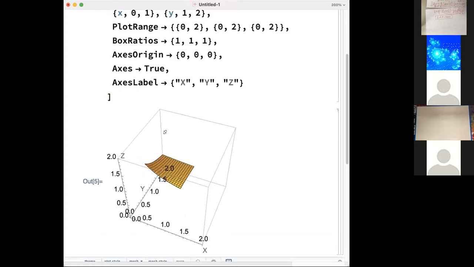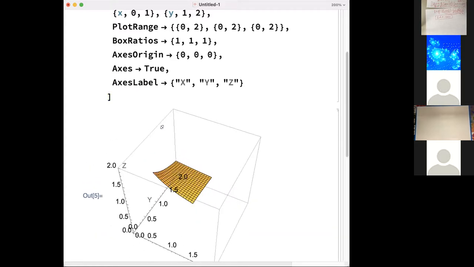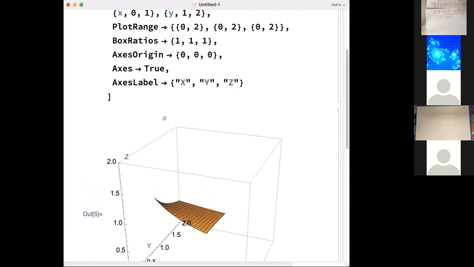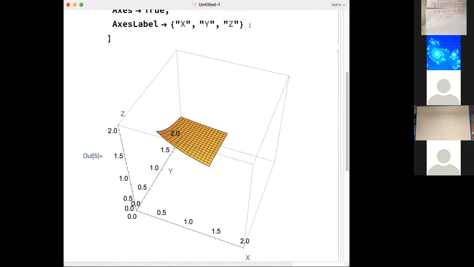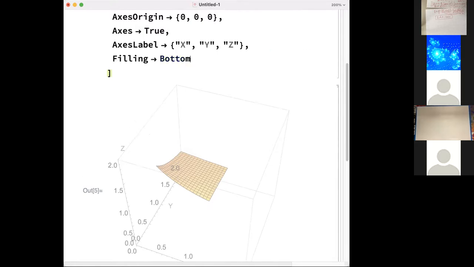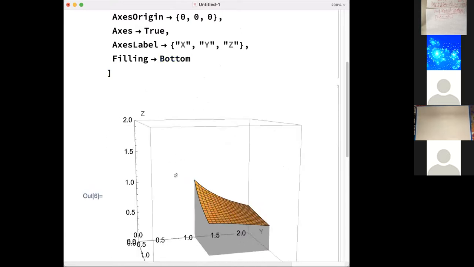But here we go. Here's my X, Y, and Z axes in the proper place. And there's my little roof of this room. I'll do one more thing. I'll say filling bottom so you can see the volume I'm talking about.